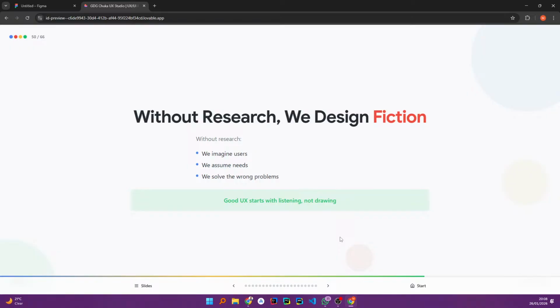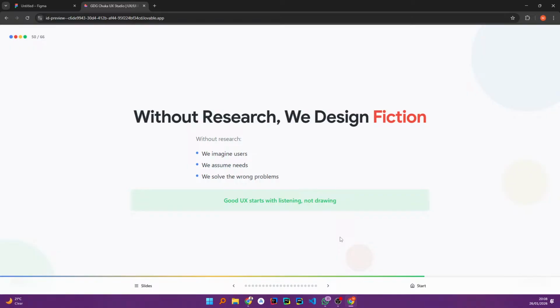And without research, we usually tend to imagine users, their pain points, their needs, without actually going out there and doing that. And we assume needs for these users, what they really need. When they visit that product or some other platform, what do they really need?